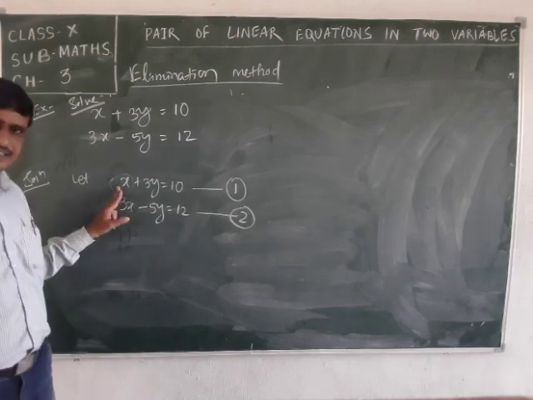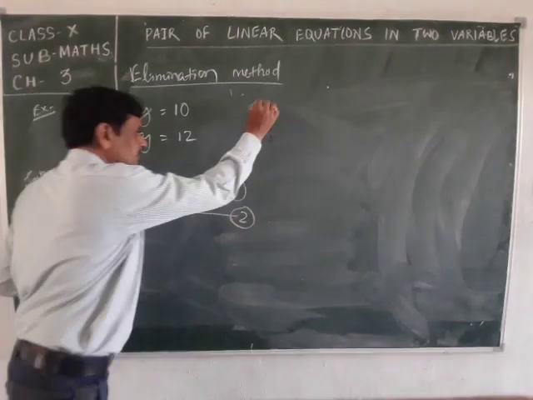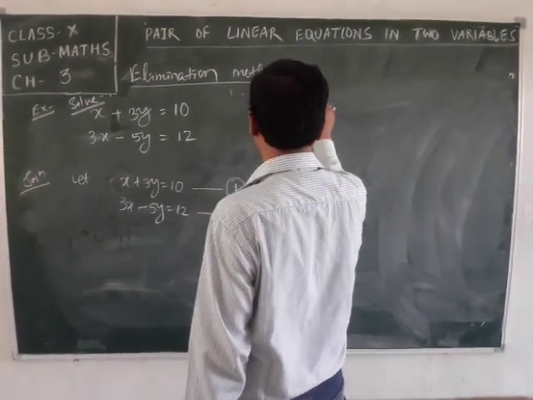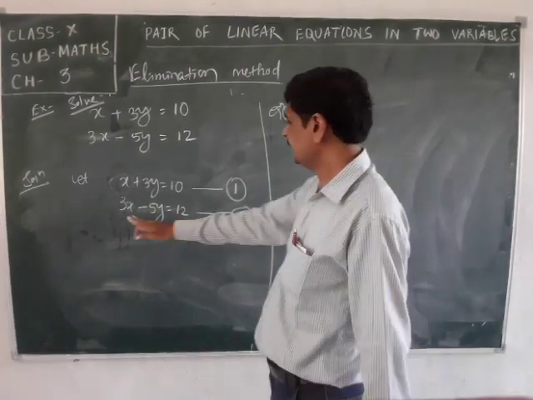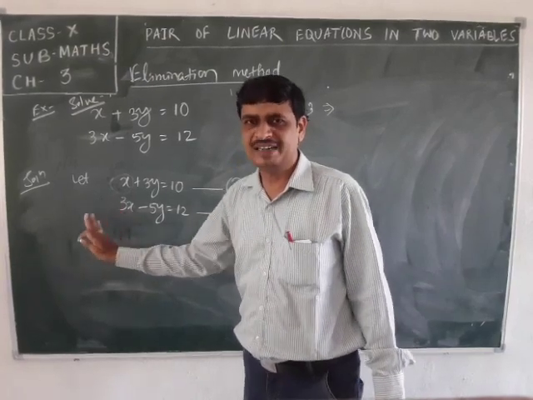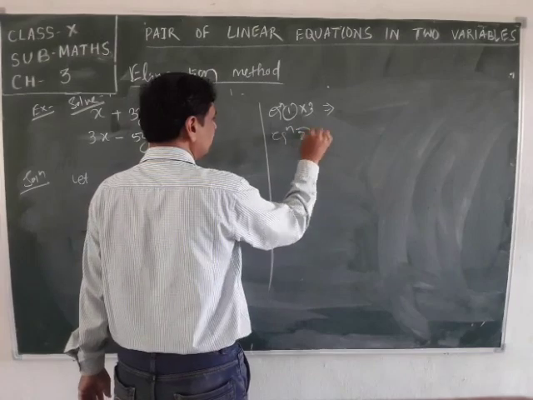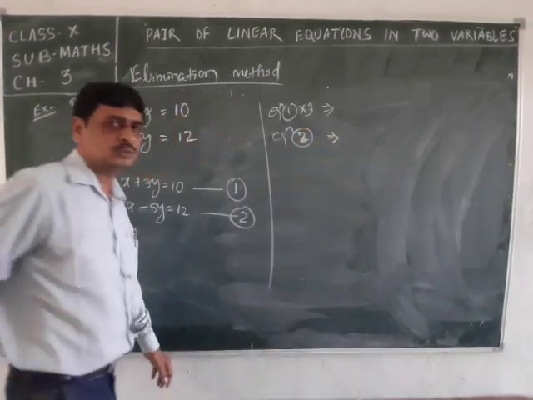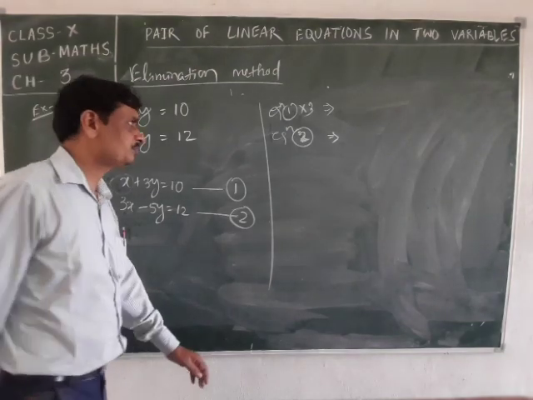To make it 3x, we have to multiply equation 1 by 3. Here, equation 1 should be multiplied by 3. And in equation 2, we already have 3x, so there is no need to multiply equation 2. Equation 2 should be written directly without multiplying with any term or factor.